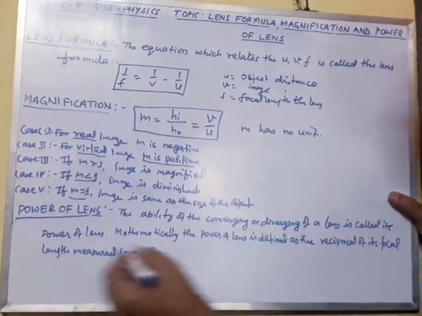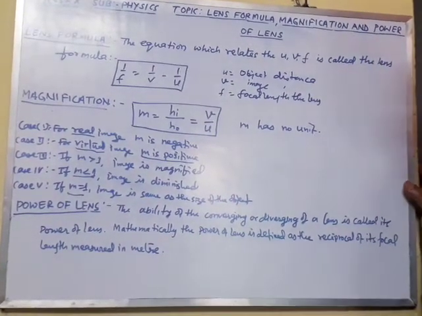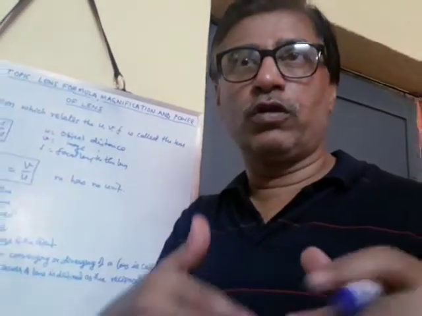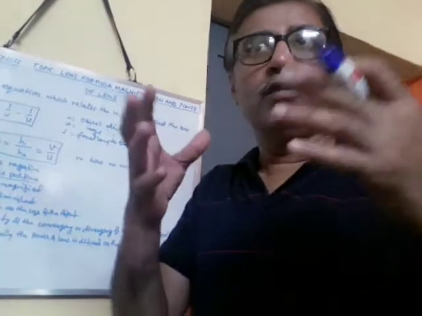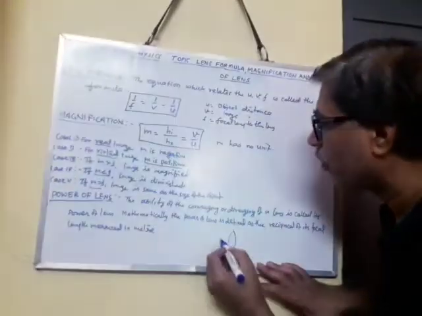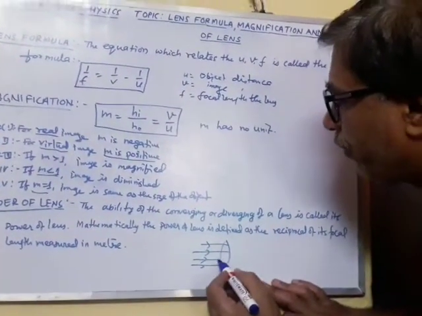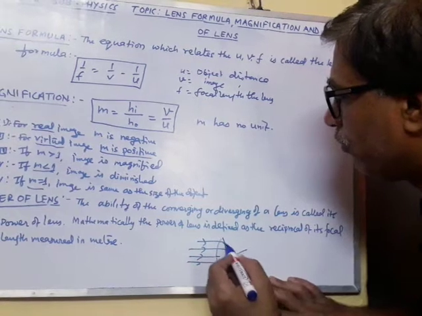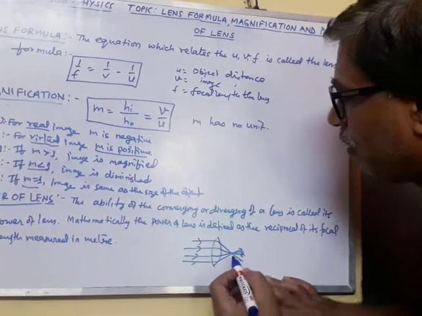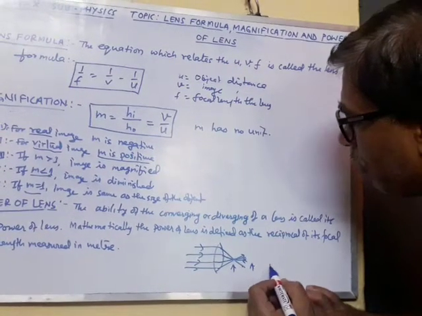Next our topic is power of lens. What is the power of a lens? The power of a lens means the ability of the lens to diverge or converge the parallel rays. When rays of light are coming parallel to each other, after refraction, what is the ability of convergence? Whether they will converge and meet here, or here.